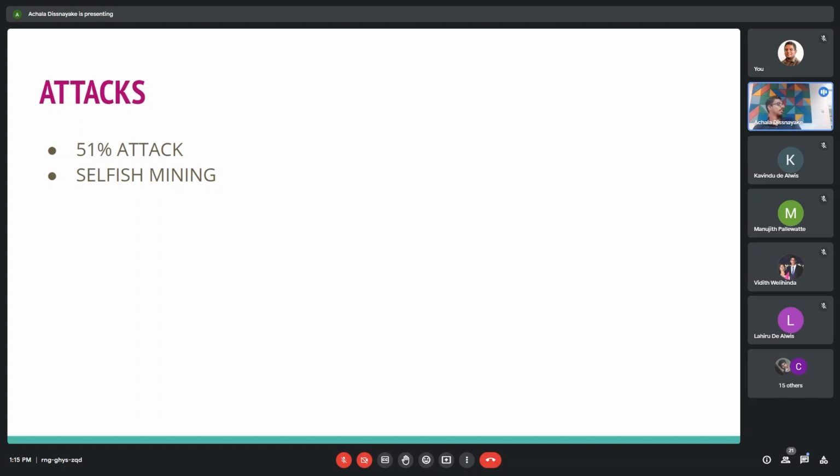The attack is the main one. No, it's a classic Ethereum Classic one. The main one is without the attack.